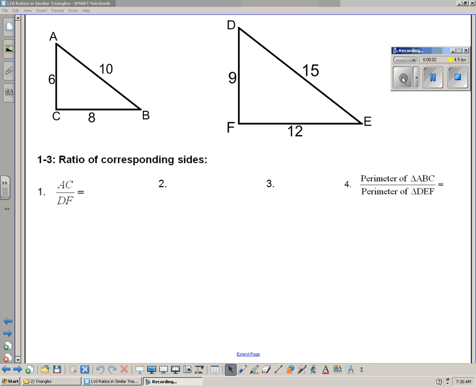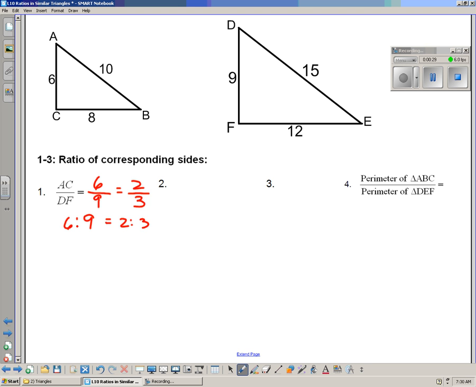In class, we discussed why these two triangles are similar, and now I'm asking you to calculate the ratio of the corresponding sides. So for example, AC to DF, those are corresponding to each other. AC is 6, and DF is 9. By the way, this could also be written as 6 colon 9, and this reduces to 2 over 3, okay? And this would reduce to 2 over 3 as well.